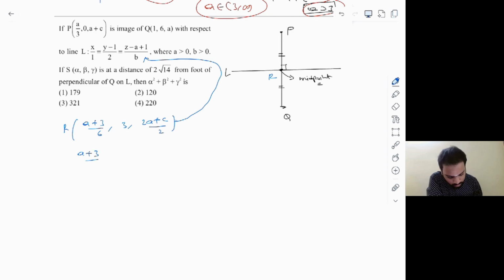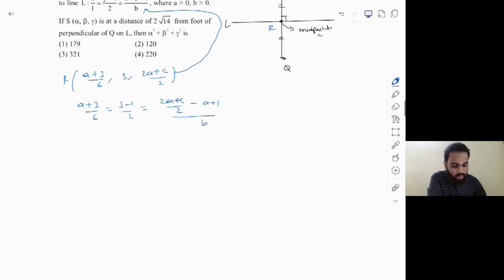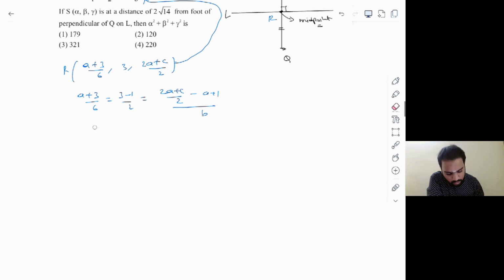You get (a plus 3) divided by 6 is equal to (3 minus 1) by 2 is equal to ((2a plus c) by 2 minus a plus 1) whole divided by b. Now you know what to do very well. If you directly equate these two, you get one of the values, that is a here, because in the first two terms only the a term and constant terms are there, right? So if you properly calculate, you would get a is equal to 3. I'm leaving the calculation part to you.